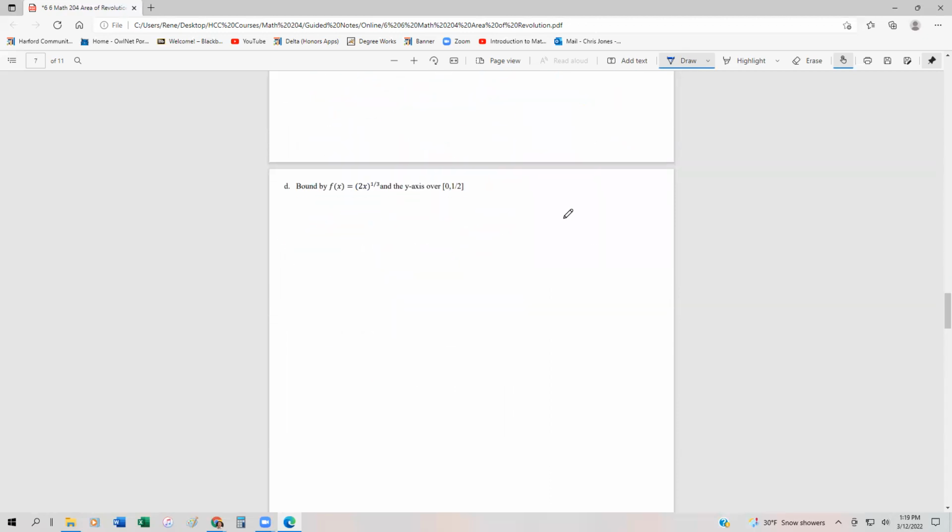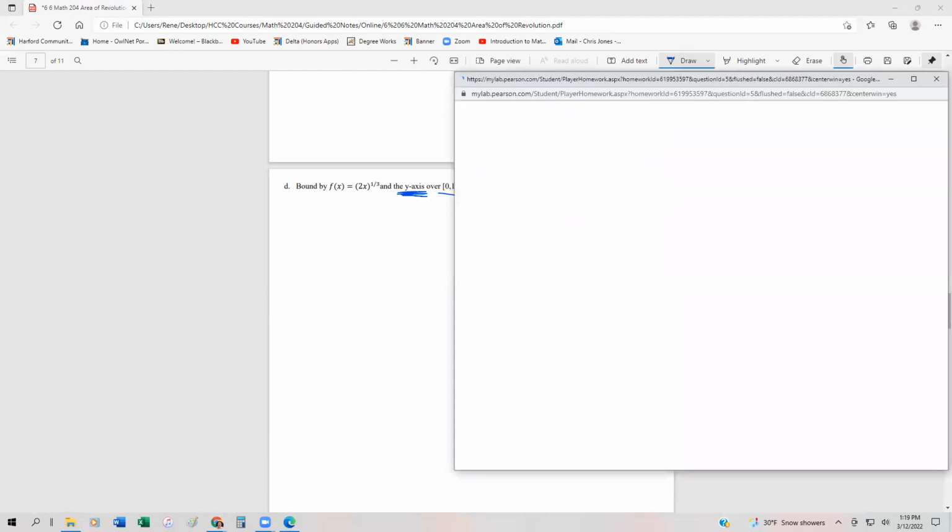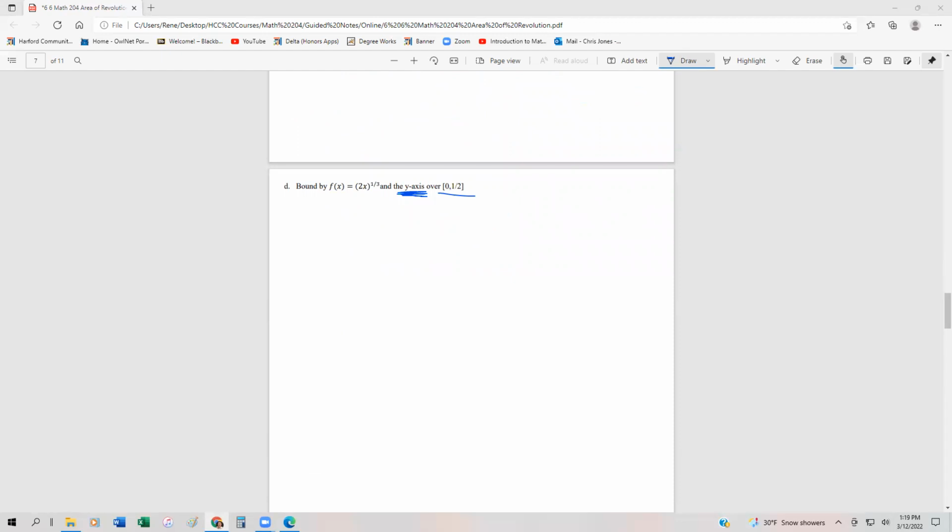All right, now another example, and this time be careful with the reading of this. We're bound by the function f of x, 2x to the 1/3, but this time we're revolving it about the y-axis, and x is going to range from 0 to a half. That means a couple things for us. One of which is that we're going to have to translate this function in terms of y.